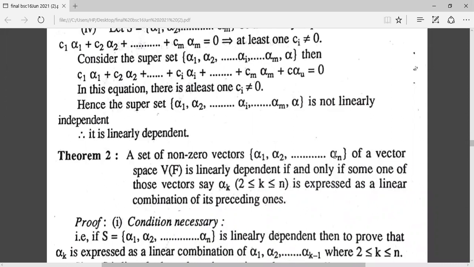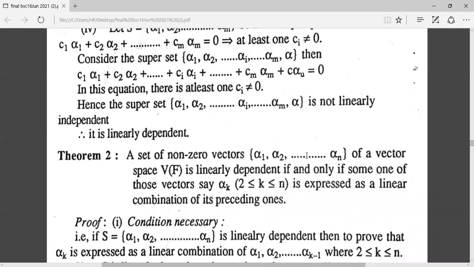Then the set of vectors alpha 1, alpha 2 to alpha n are linearly dependent. Note the difference there. If alpha 1, alpha 2 to alpha n are linearly dependent, then any vector alpha k lying between alpha 2 and alpha n can be expressed as the linear combination of the preceding ones. Conversely, the converse is also there because we have if and only if.